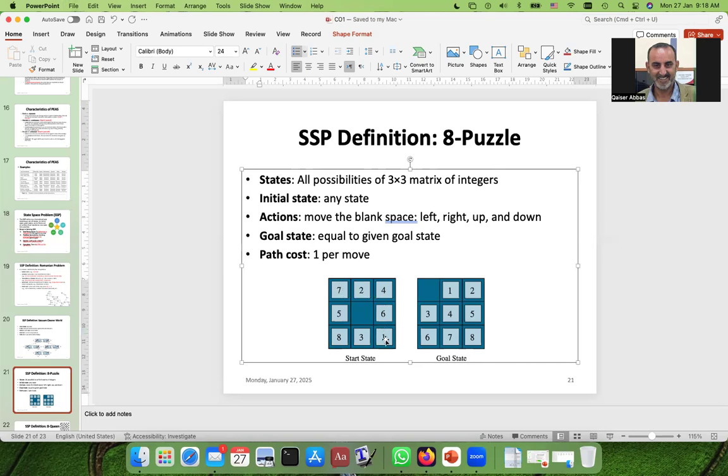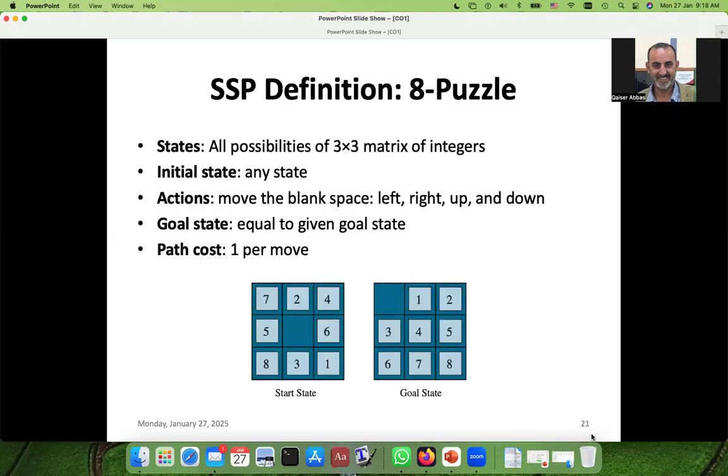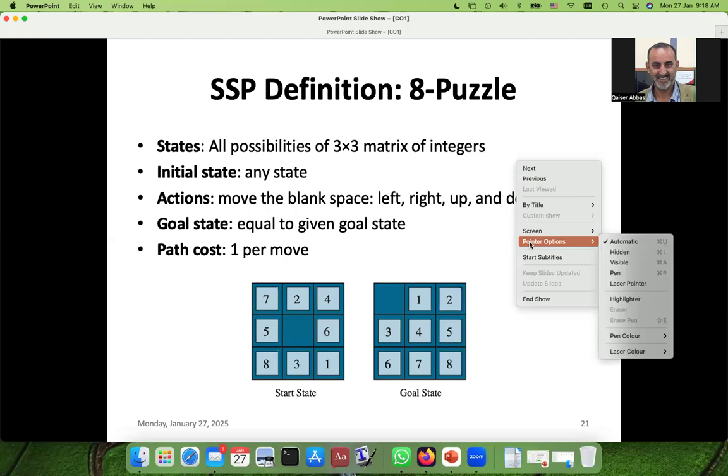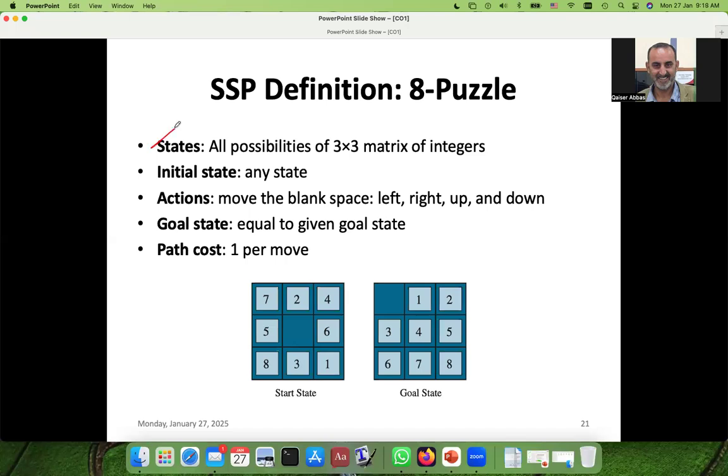Matrix of integers, because you have these integers here: 1, 2, 3, 4, 5. So "any" is not a proper word, but all possibilities, that is okay. So these are the states. And if you have to write all the diagrams, if you have to show all the states in the diagram, it is not possible on this slide. It can be many.